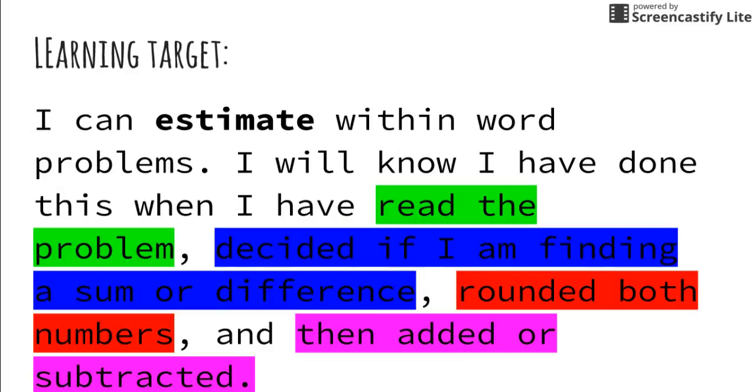So did we hit our learning target today? Well, yes, now you know how to estimate within word problems. You know you need to read the problem. You need to decide if you're finding a sum or difference. Round both numbers using whatever rounding strategy that you use, and then add or subtract the numbers.